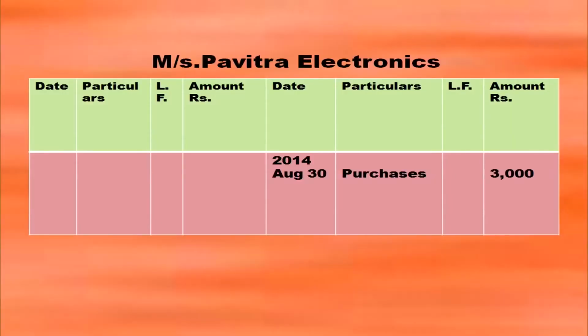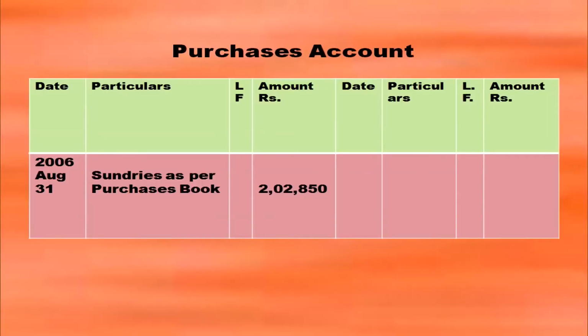Pavitra Electronics, their account will be opened and on the credit side you will write by purchases, date and amount in the respective columns. Then you have to open the purchases account. Now we have already opened the suppliers' accounts. Then one more account is to be opened, that is the purchases account. In the purchases account, you will post on the debit side. That is, purchases account will have a debit always, so you have to post on the debit side of the purchases account.